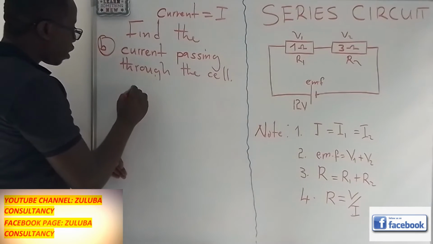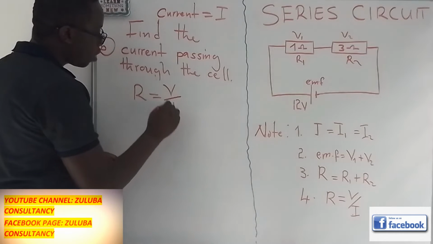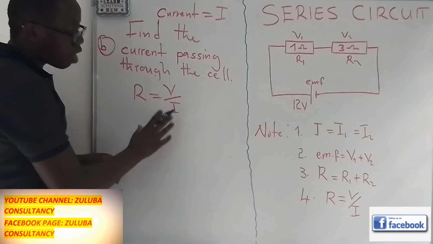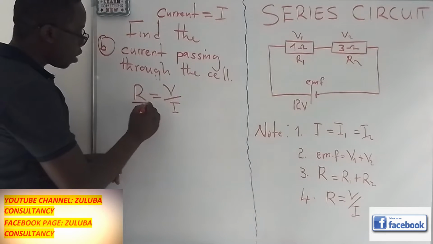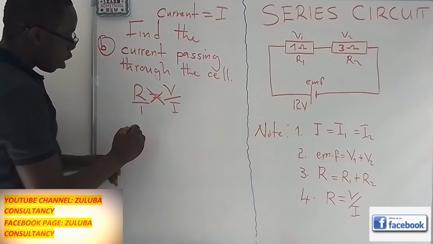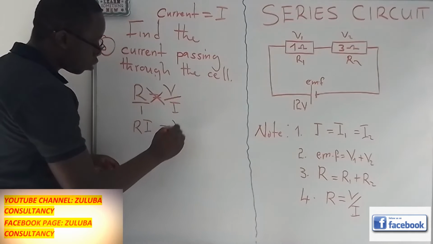Now equation 4 is saying resistance is equal to voltage divided by current. So we need to make current the subject of the formula by dividing both sides by 1, then we cross multiply. You have resistance multiplied by current is equal to voltage.